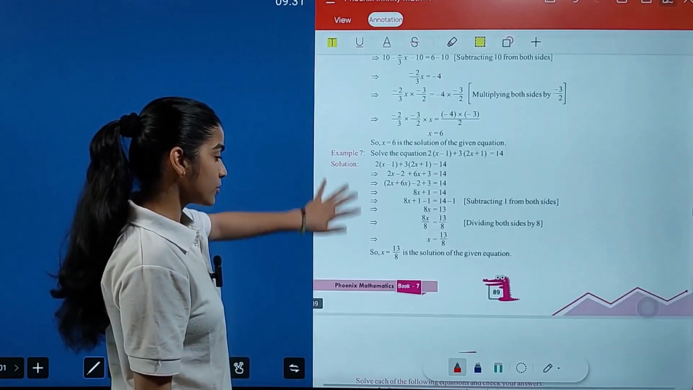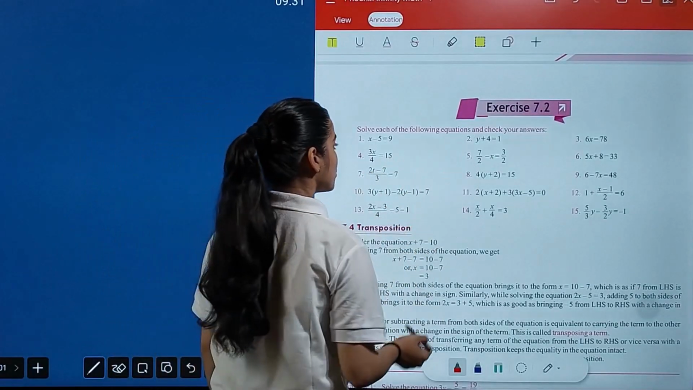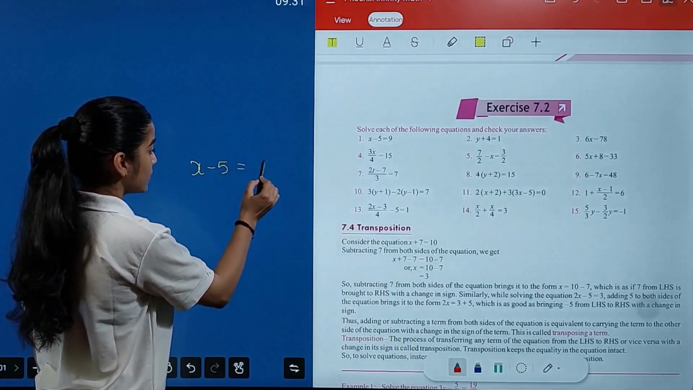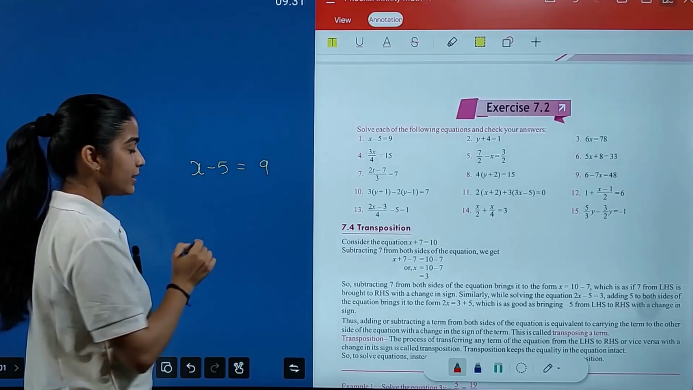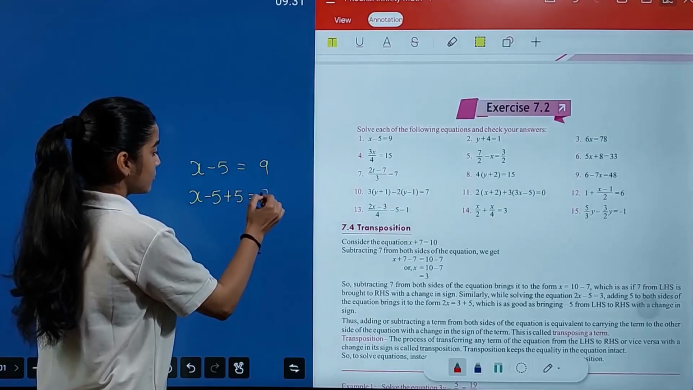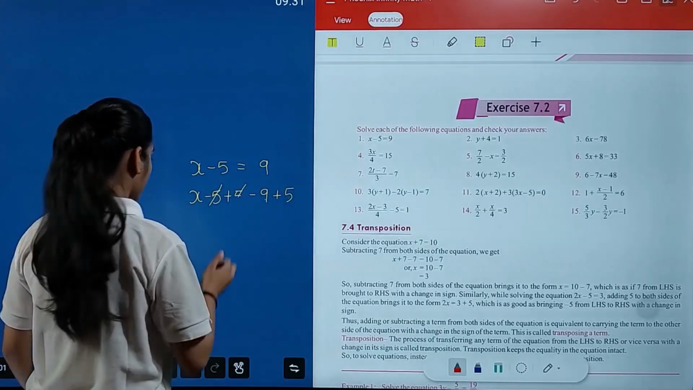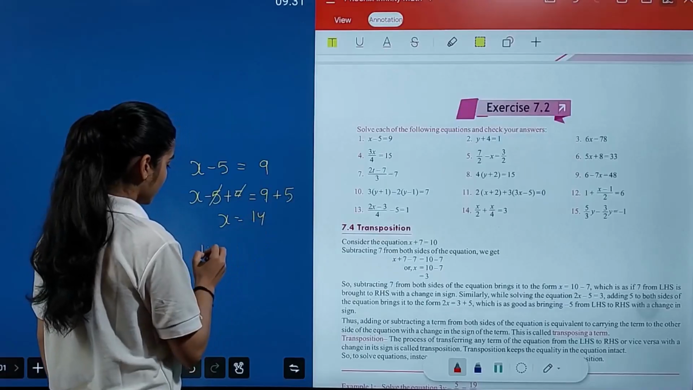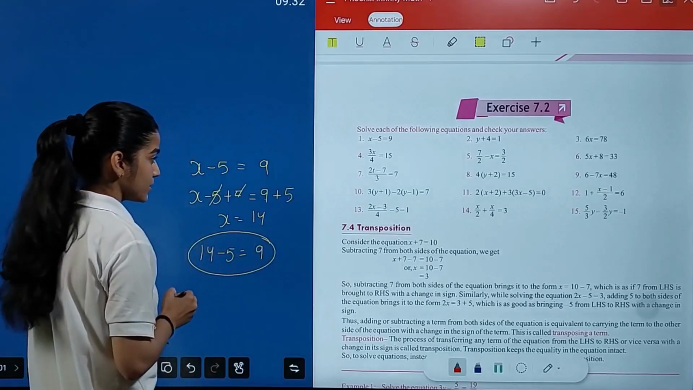Okay students, I hope it is clear to you. Now we have our exercise 7.2. Solve each of the following equations and check your answer. First question we have x minus 5 is equal to 9. Here we have minus 5. What is the opposite of minus 5? Well done, plus 5. So x minus 5 plus 5 is equal to 9 plus 5. Minus 5 plus 5 cancel out with each other. So here we have x is equal to 14. Now we put the value: 14 minus 5 is equal to 9. It means the statement is correct.